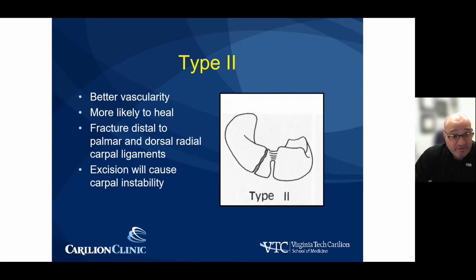Type 2, they do have better vascularity. They're more likely to heal. And these are the ones we tend to fix and not remove, because removing that can lead to carpal instability. Again, because the fracture is distal to the palmar and dorsal radiocarpal ligaments and scapholunate ligament.